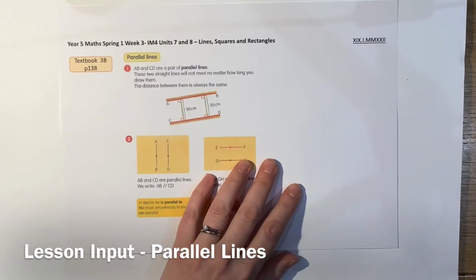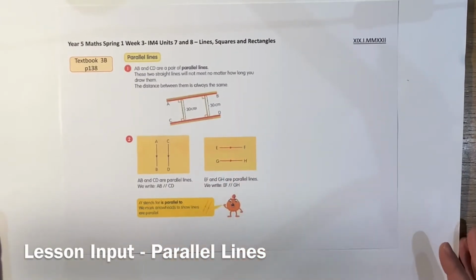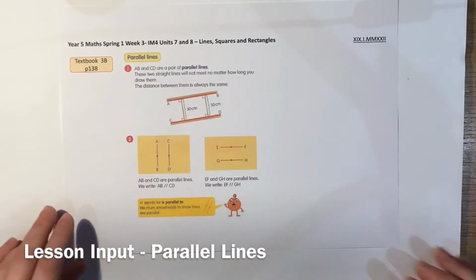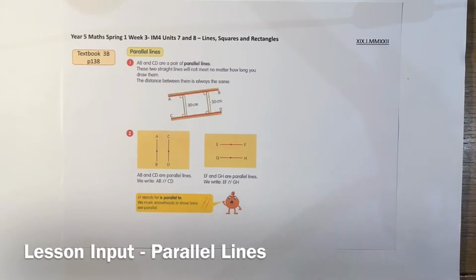We recapped on perpendicular lines yesterday. We are moving on to parallel lines today. So again, the first bit is some recap, then we're moving on a little bit, and then we'll do some practice. Okay, so perpendicular lines were ones that met at a right angle. Parallel lines do not meet at all.